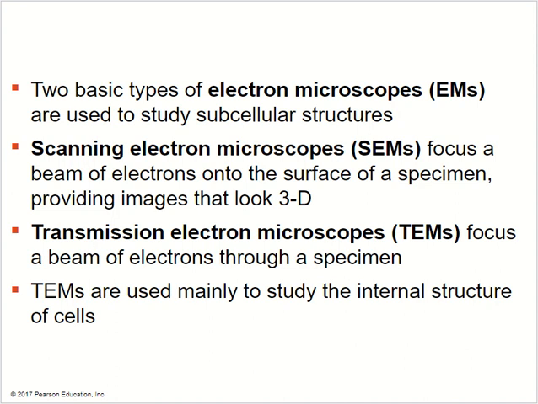There's the scanning electron microscope, which focuses a beam of electrons onto the surface of a specimen, providing images that look three-dimensional. Then there's transmission electron microscopy, which focuses a beam of electrons through a specimen. TEMs are used mainly to study the internal structure of cells.